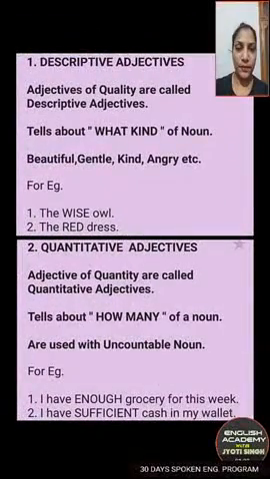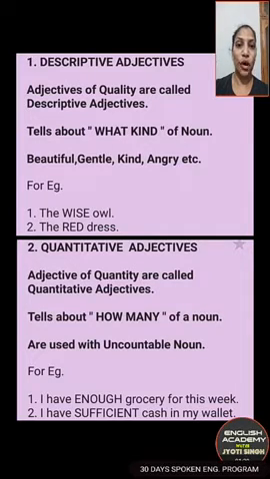Descriptive adjectives. Descriptive adjectives tell us about the quality of a noun or a pronoun. They are also known as adjectives of quality. They tell you about the kind. That means what kind of is the noun. For example, beautiful, gentle, kind, angry, happy, etc. These are the kind, the qualities. So it's descriptive adjective.